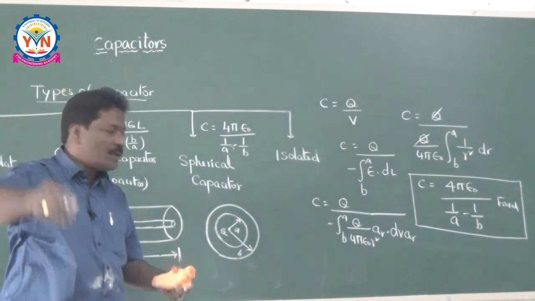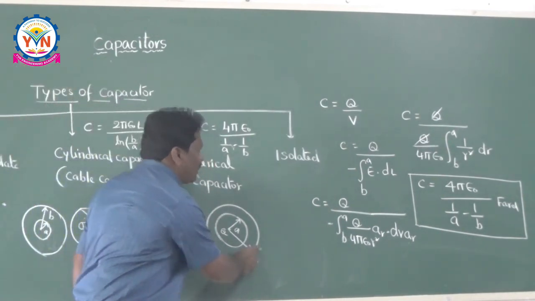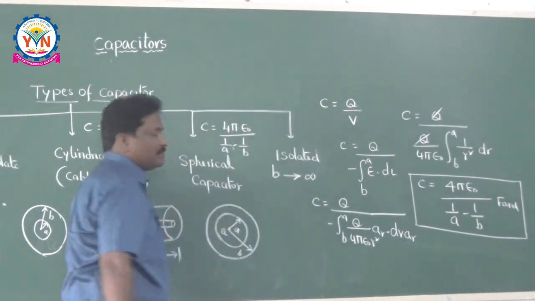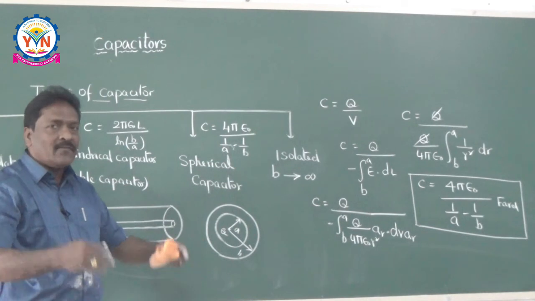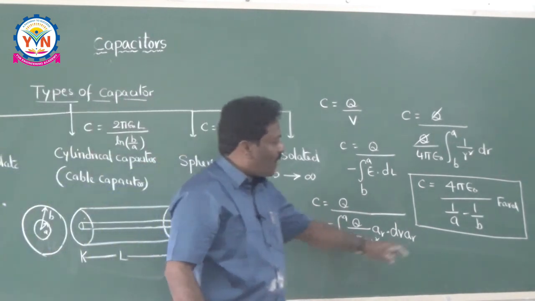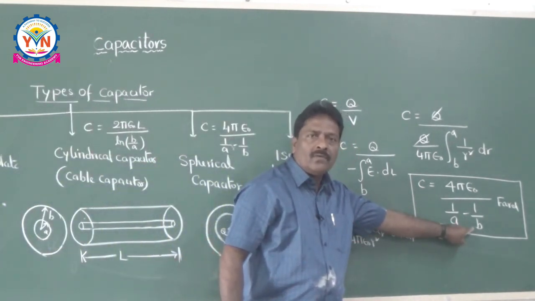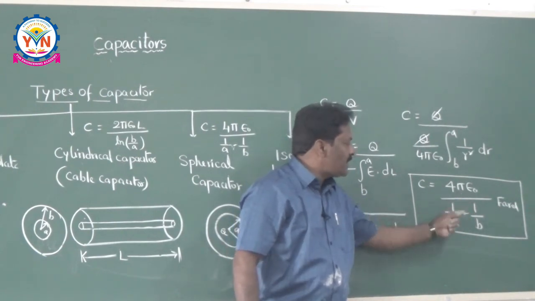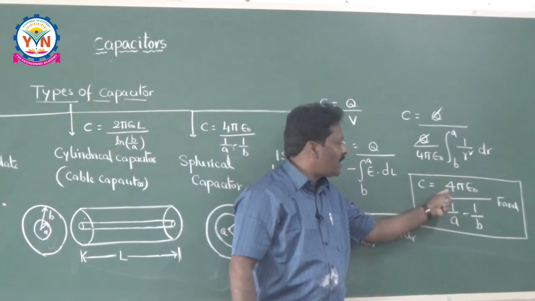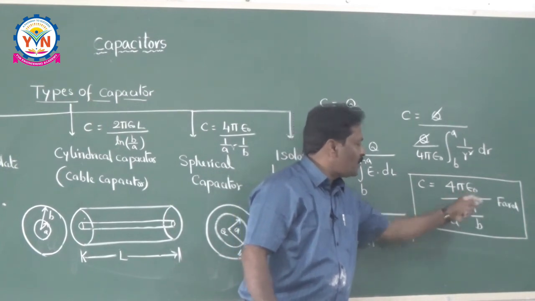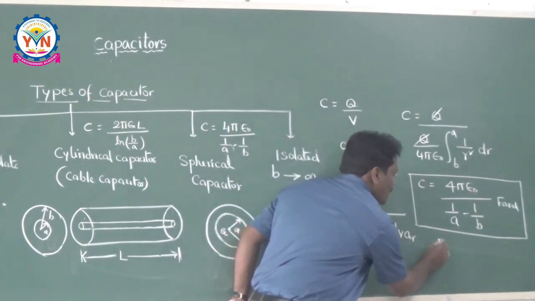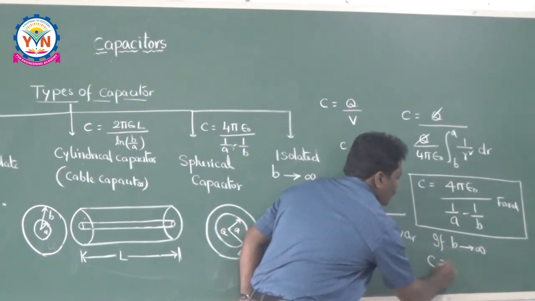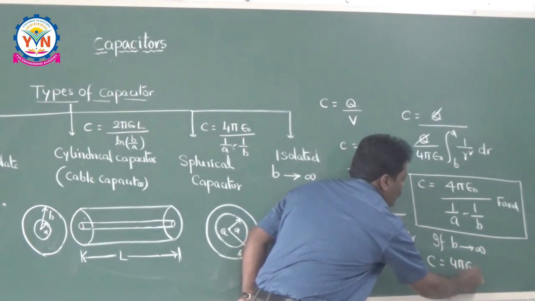That is infinite. So if B is tending to infinity, isolated means very simple, B is tending to infinity. The outer sphere is becoming infinity. So if B is infinite here, what is the value of 1 by infinity? 0. Then what is the capacitance? A will come to the numerator, then 4 pi epsilon naught into A. So if B tends to infinity, C is equal to 4 pi epsilon naught into A.